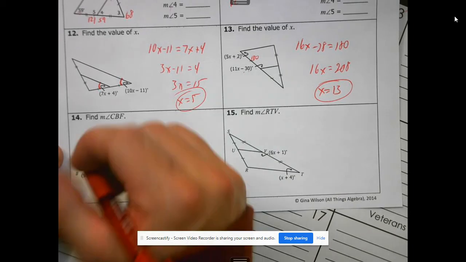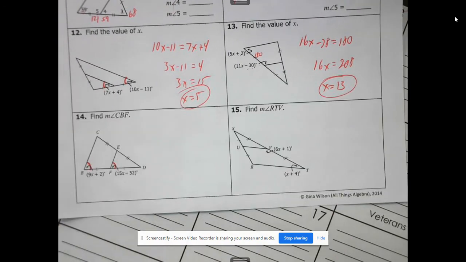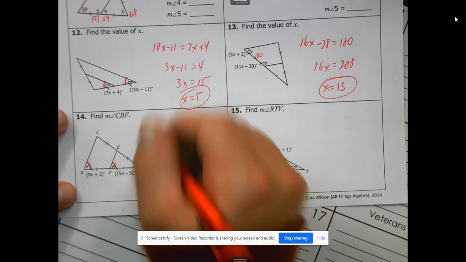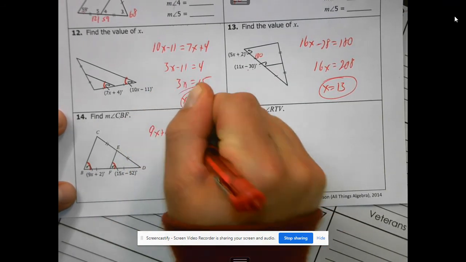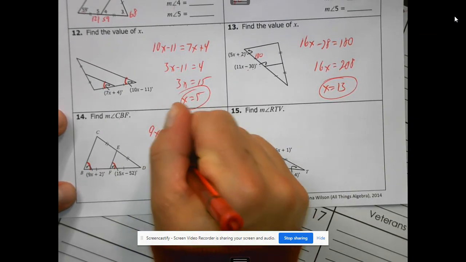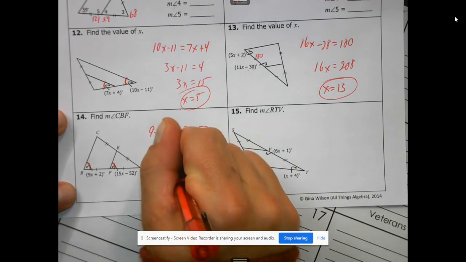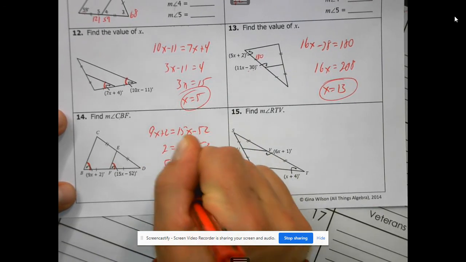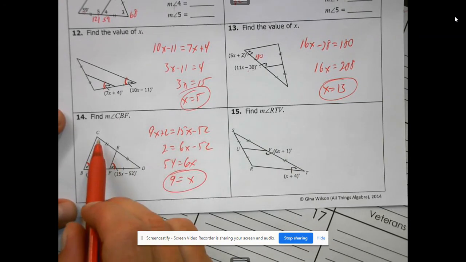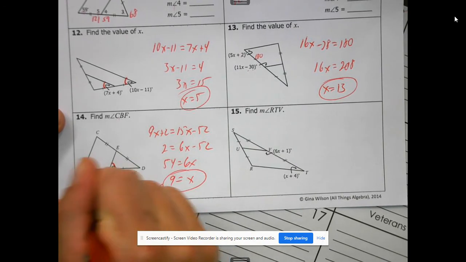Number 14. These are corresponding angles, which means they are congruent. So we'll set them equal to each other, solve for x, and plug it back in to get that angle. So 9x plus 2 equals 15x minus 52. Subtract 9x. Add 52 over. Divide by 6. X is 9. Plugging it back in to find angle CBF, which would be that one right there, that comes out to be 83 degrees.